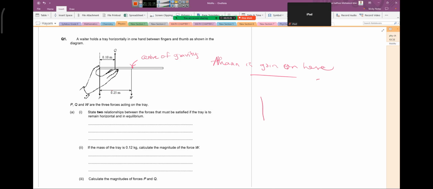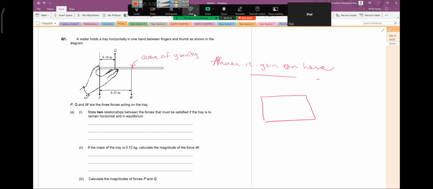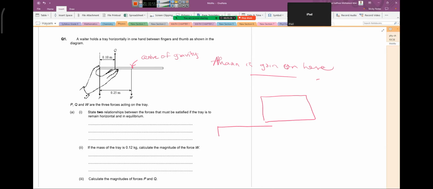This is the center of gravity, because this is not the bird's eye view of the tray. This is just a front view of the tray. How is this the center of gravity? Because we already studied that if this is a rod, in the middle we will have the center of gravity, since this is a symmetrical rod. Likewise here, this will be our center of gravity. Here W will act.